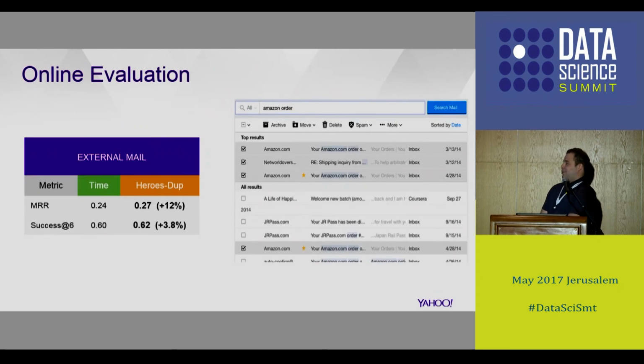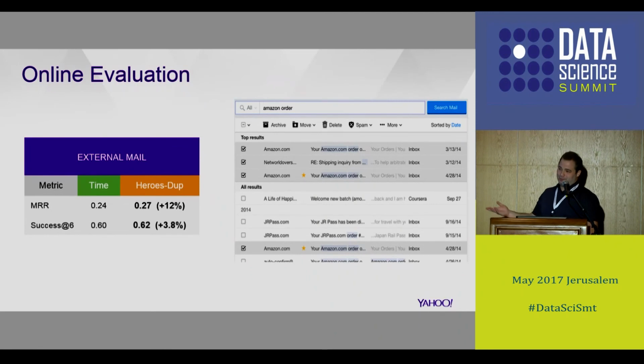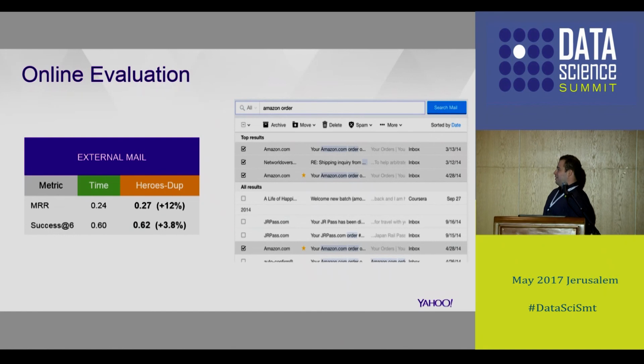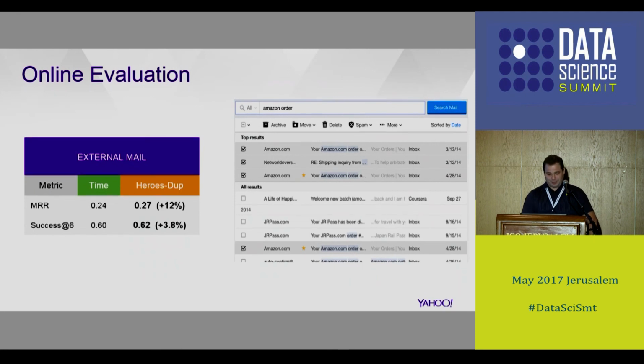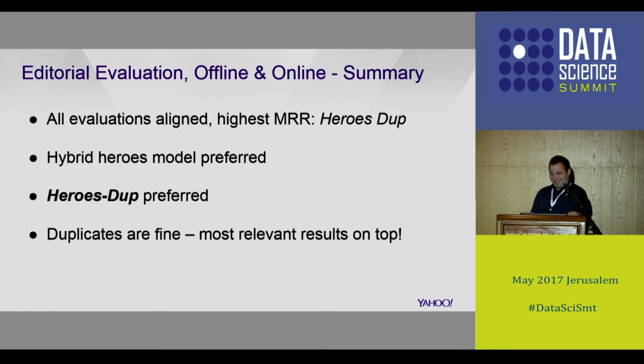And finally, we did an online evaluation. Here we just implemented the best algorithm that performed well so far. And we can see, again, in a real system in Yahoo, an increase of 12% in MRR and some increase in success. So to conclude, we did several evaluations, both offline, online, and a bucket test.